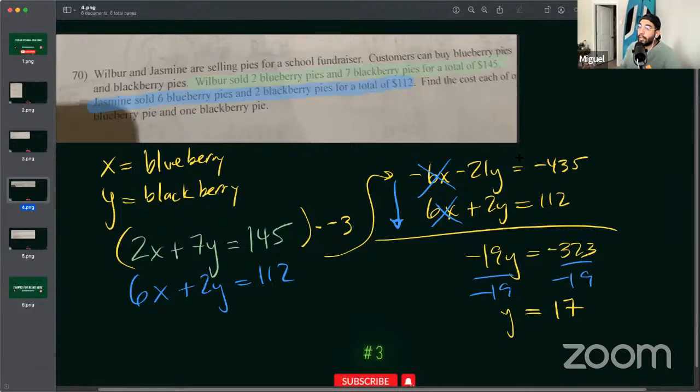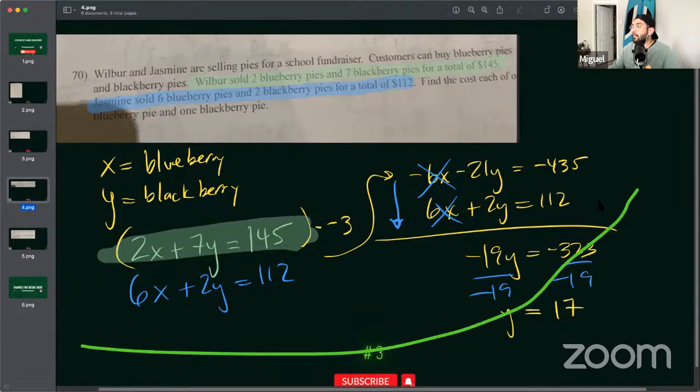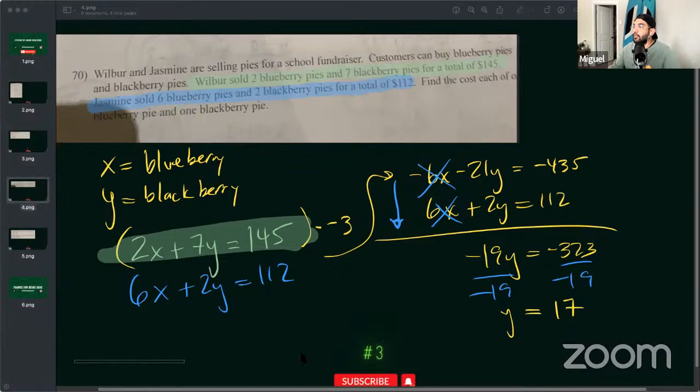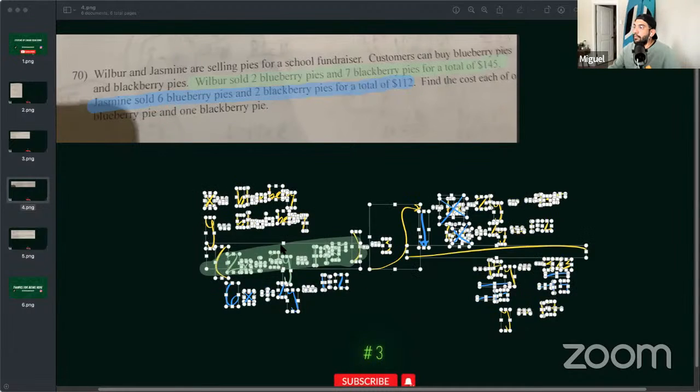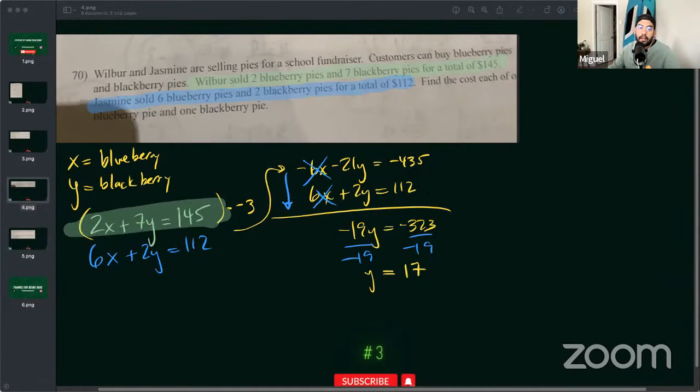Now we just need to find the price for the blueberry pie. How do we do that? Go ahead and plug in the 17 into any of the equations that we have. So I'm just going to plug it into the first equation, the one that I highlighted in green. Do I have enough space? I just might, but maybe what I can do is make this a little smaller and then move it off to the side. Gotta love the power of Zoom. Okay, so y is equal to 17.